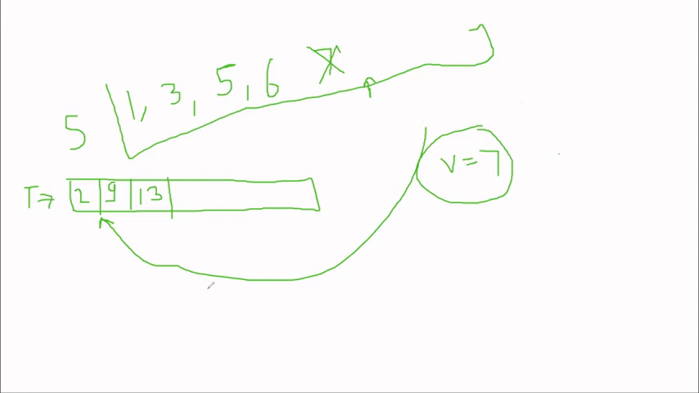Again we are seeing that 7 is not greater than 13, so 13 will be popped from here. Again 13 will be stored in this. Again I'm seeing 7 is not greater than 9, so 9 will be added here. Again I'm seeing 7 is greater than 2, so we don't need to pop 2 from here, and we don't need to add it here. We'll just add 7 after 2 because 7 is greater than 2.